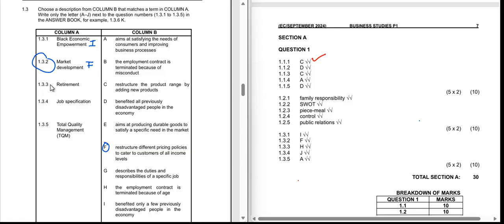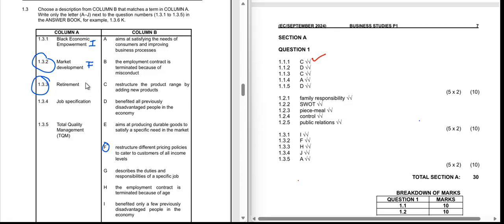And then 3.3, retirement. In other words, what is retirement? The employment contract is terminated because of age. When someone leaves their job because they are old, they can't work anymore, they've reached a stipulated age that they must stop working, you retire. So the correct answer for this one is H.